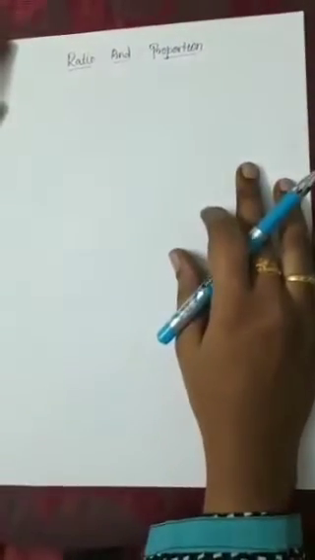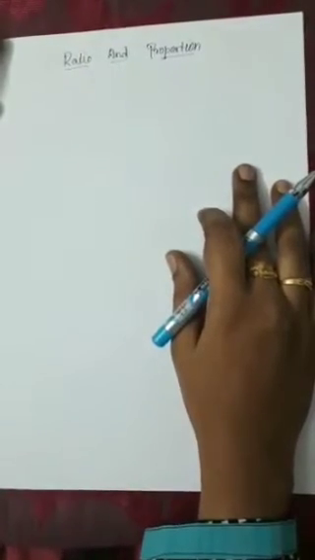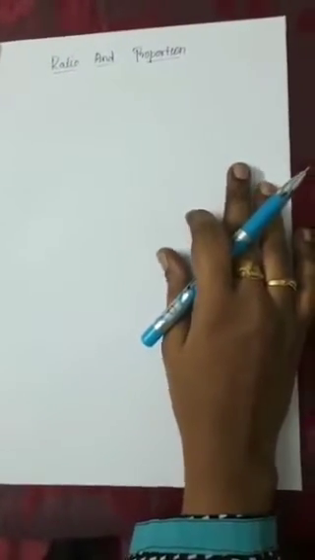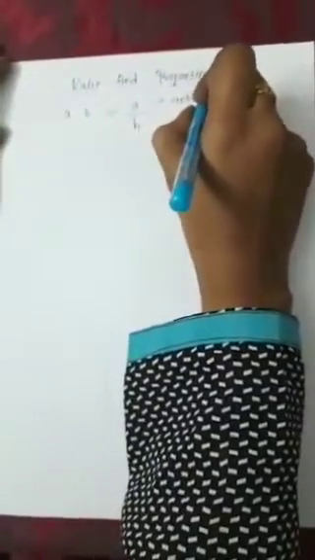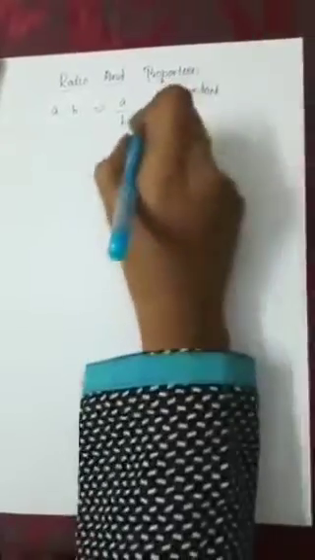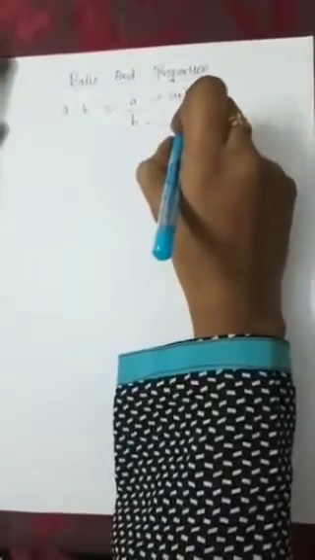Hi friends, the topic that we are going to look at today is ratio and proportion. What is ratio? Ratio is nothing but a quantitative relationship between values. It is usually denoted by A is to B. It can be written in the form A by B. Here A is called the antecedent and B is the consequent.